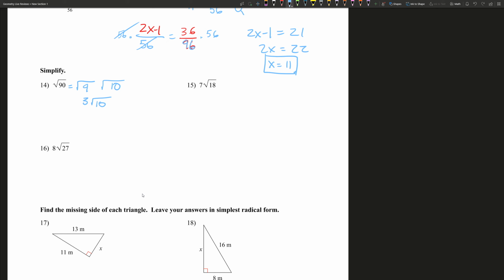Okay, for 15, I'm going to write it kind of like this. And then we can rewrite this inside as the square root of 9 times the square root of 2. Again, the square root of 9 is just 3. And then we multiply 7 by 3 rad 2, so we just get 21 rad 2.